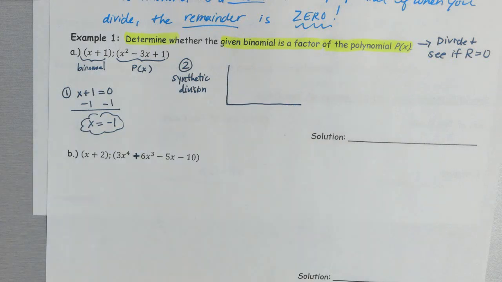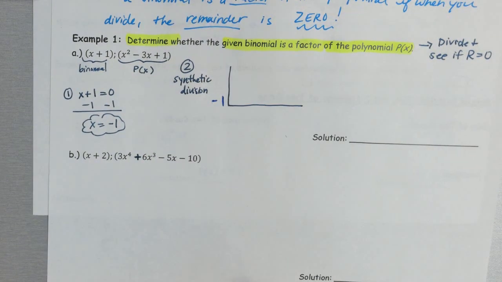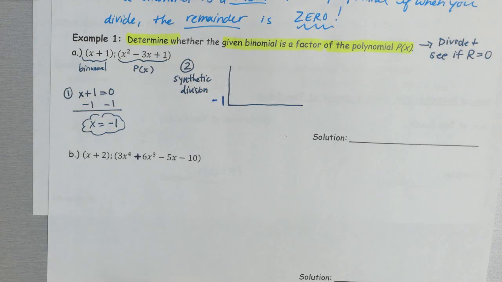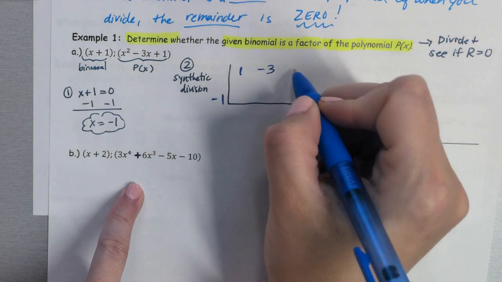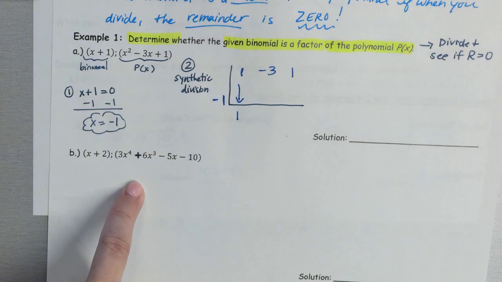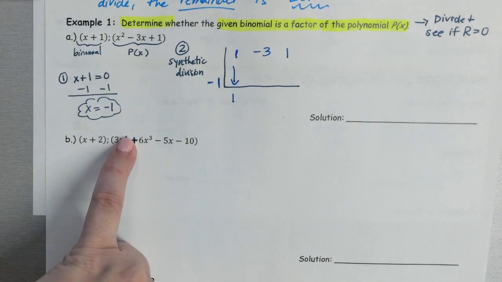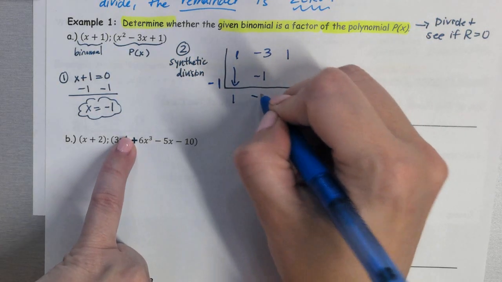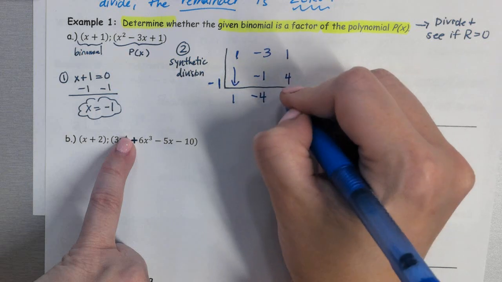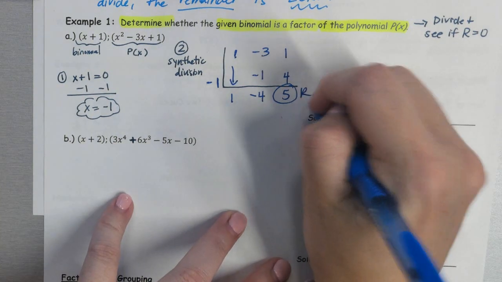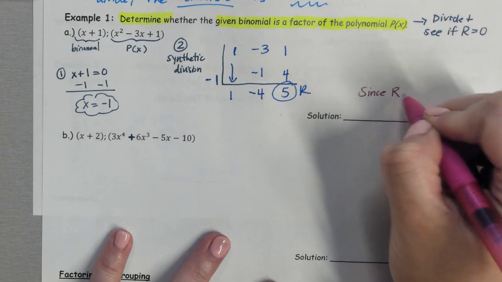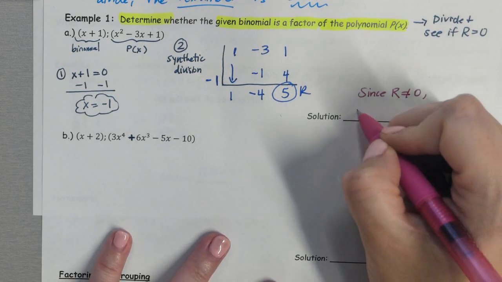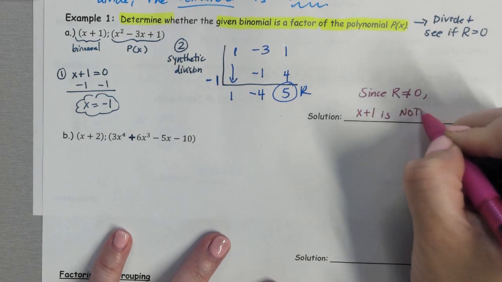Okay, so I want you to set it up. So we found the -1. Dylan, will you tell me what your coefficients are? I had 1, -3, and 1. Good. So we didn't need any placeholders here. All right, and then 1 times -1 will be -1. This will be -4 times -1, which will be +4. So this is the remainder. Is it 0? No. So this is how you're going to write your final answer. Since r does not equal 0, x plus 1 is not a factor.